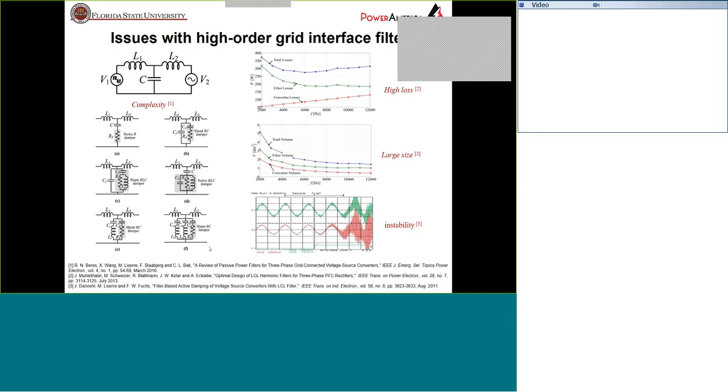And we also have this well-known LCL resonance issue. If we do not deal with it carefully, we can end up with resonance. And also, because there's some uncertainty from the grid impedance side, it usually takes a very complicated control method and a lot of design effort to solve these resonance issues.